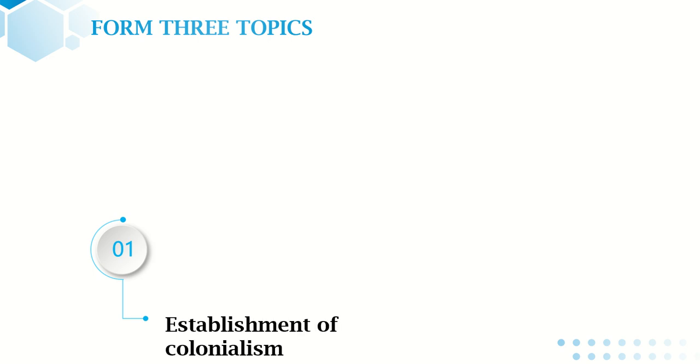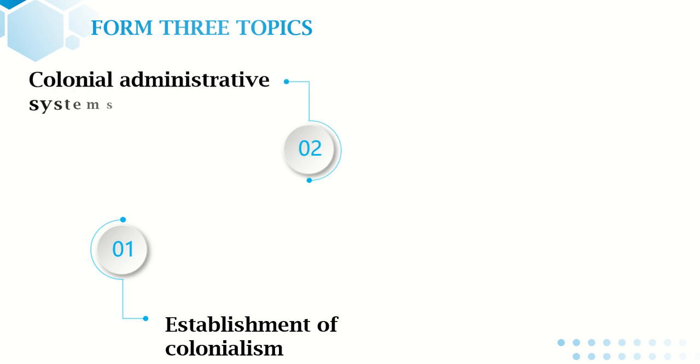And in Form 3, dear students, we are going to have the following topics. Number 1, establishment of colonialism. After discussing all those Form 1 and Form 2 topics, which were pre-colonial history, now we are going into colonial history in Africa. The first topic is establishment of colonialism: how colonialism was established in Africa, the scramble and partition of Africa, the Berlin Conference, establishment of colonial rule, and the African reactions. All those are in topic number 1.